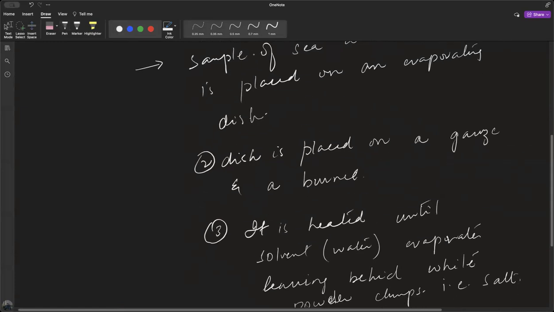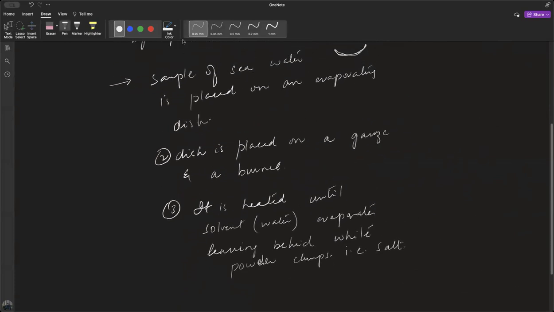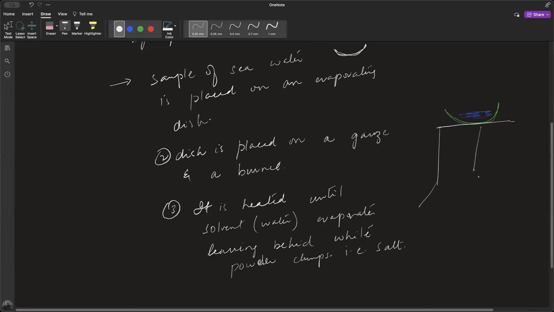How is this achieved? And this burner is placed right underneath. White powder or slash clumps. Clumps are made.